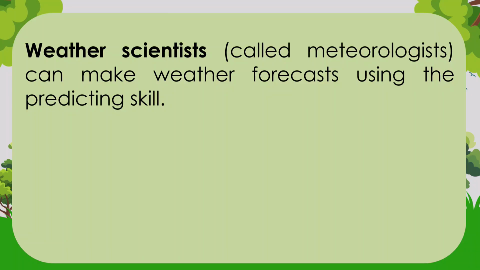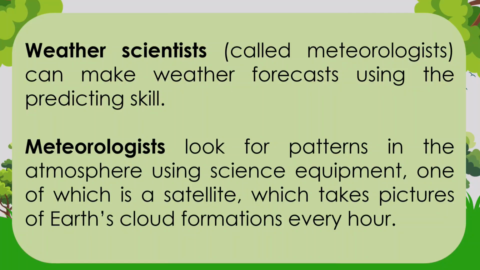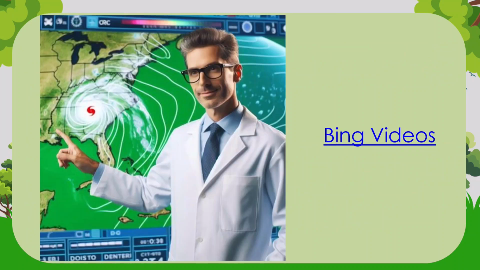The weather scientists, called meteorologists, can make weather forecasts using predicting skills. Meteorologists look for patterns in the atmosphere using science equipment, one of which is a satellite, which takes pictures of Earth's cloud formations every hour.